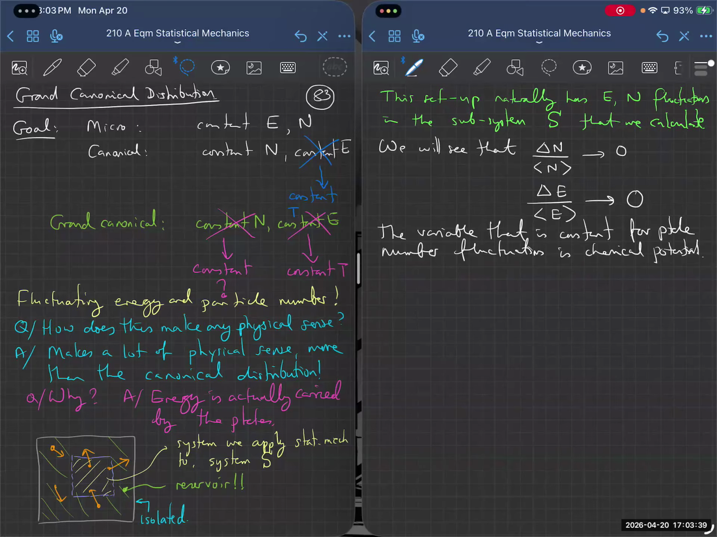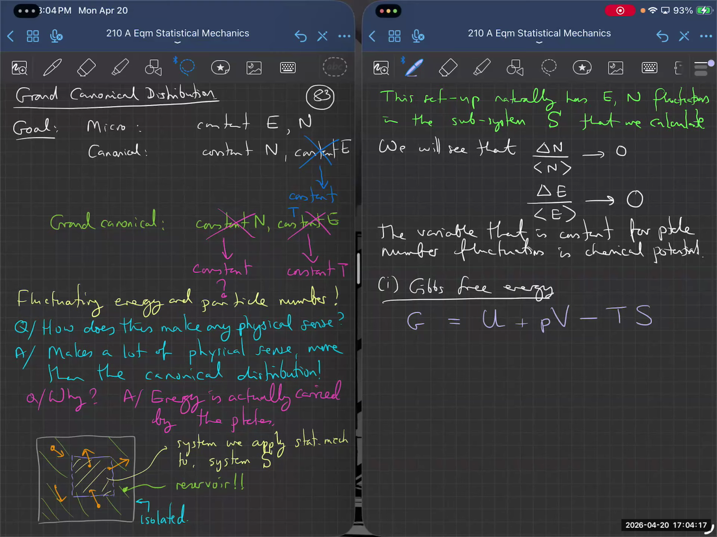That's the setup. So now let's do the calculation. The first step of the calculation is I'm going to introduce the Gibbs free energy. I'm just going to define it like this. Why do I define it like this? Well, because clever people in the 19th century who invented thermodynamics realized that this is a really useful variable, and we're going to see what it means.